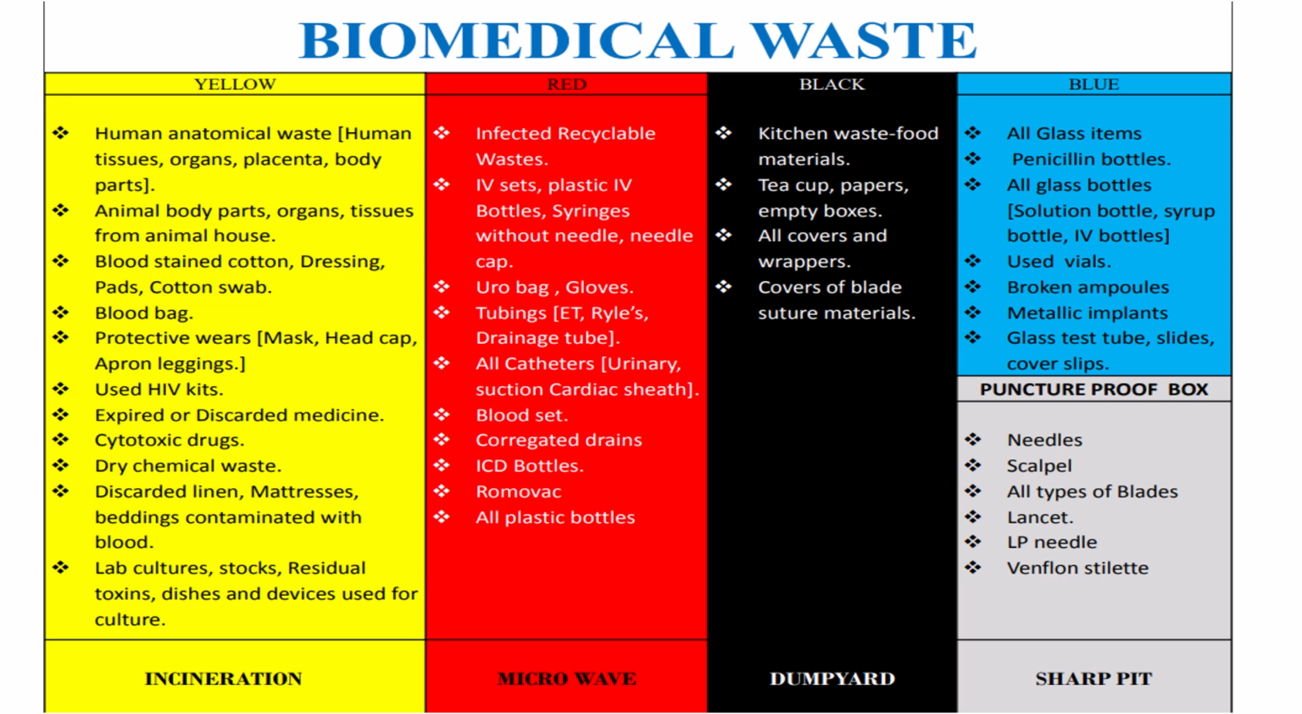Black, all the kitchen waste, all the general waste, they are kept in the black bag and they are thrown in the dump yard. Blue bag, all glass items, penicillin bottle, all glass bottle, solution bottle, syrup bottle, IV bottle, used vials, broken ampules, metallic implant, glass test tubes, slides, cover slips, they are added in the blue. And the puncture-proof box, needles, scalpels, all types of blade, lancet, LP needle, all these are thrown in the puncture-proof box. And these things are disposed in the sharp pit.